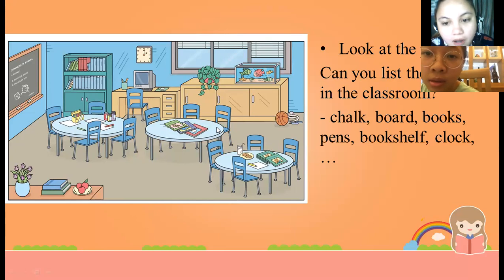Chalk. What's a chalk? I don't know. Okay, a chalk. This one is used by the teachers to write in the blackboard. So what is chalk in Vietnamese? Phang. Yes. Okay, chalk is phang. All right. Now where is the board?